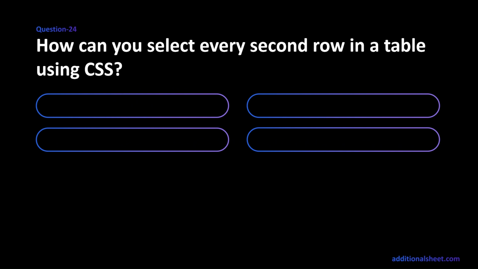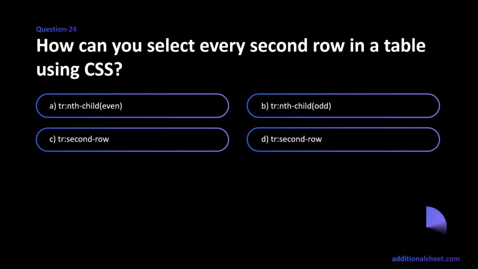Q24. How can you select every second row in a table using CSS? Options are: A. tr:nth-child(even). B. tr:nth-child(odd). C. tr second row. D. tr second row.